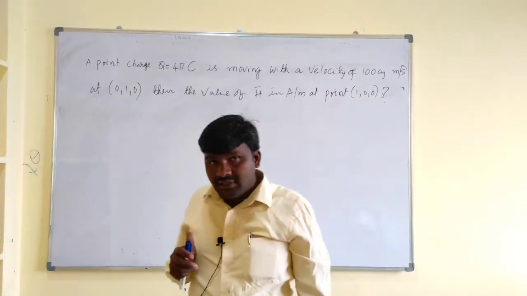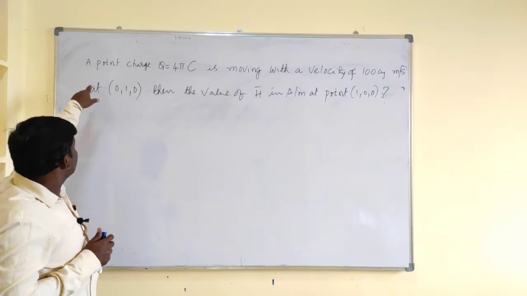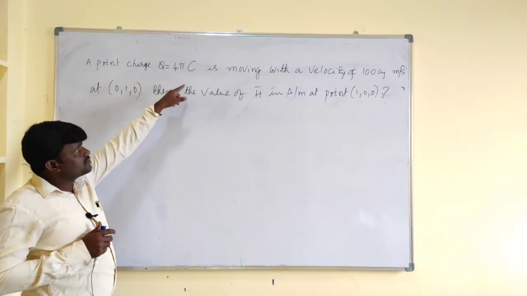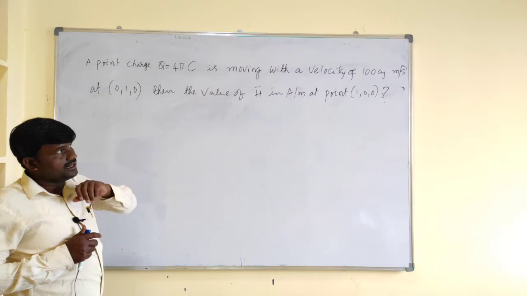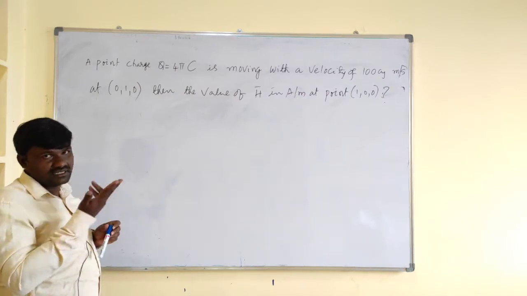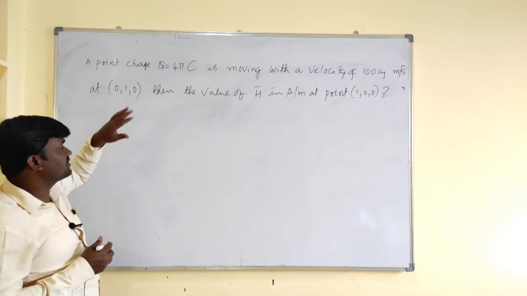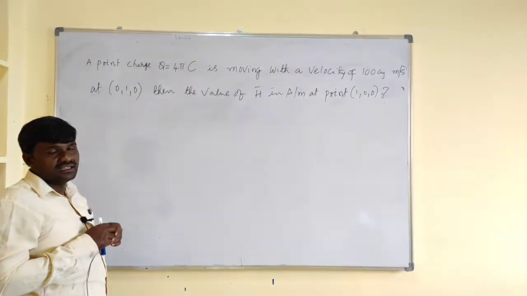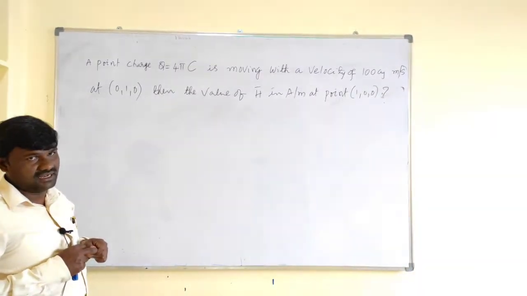Okay. So here this point charge is moving with a velocity of 100 ay. Movement of charge is nothing but what? Current. Flow of charge is nothing but current. So that's why there exists current. As there exists current, there exists a magnetic field.